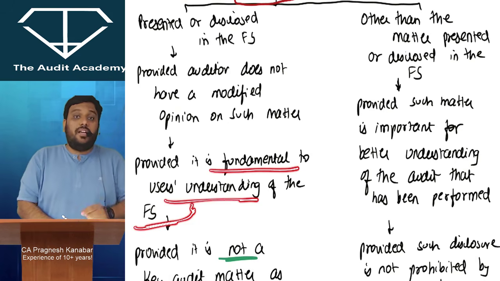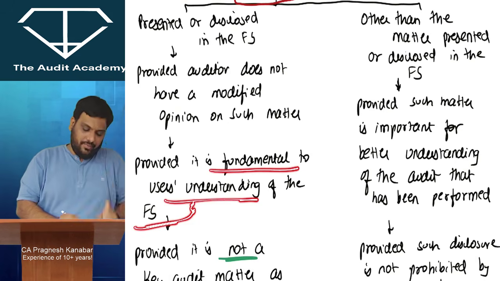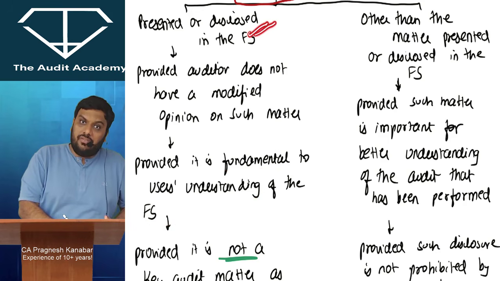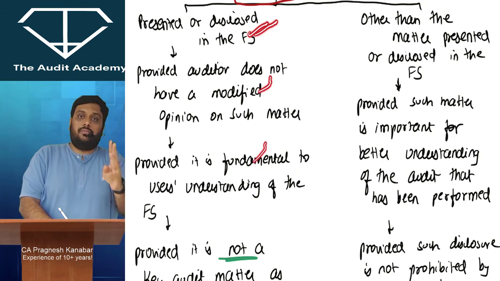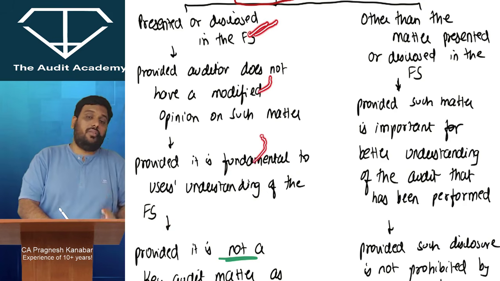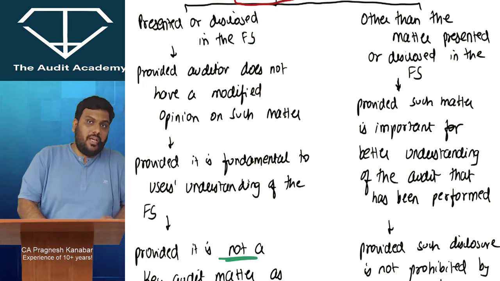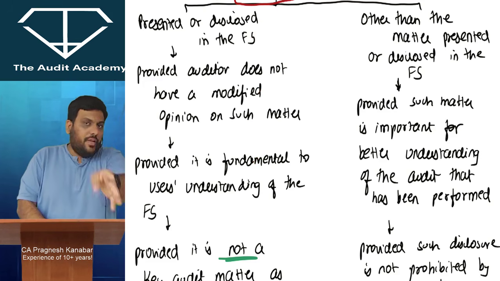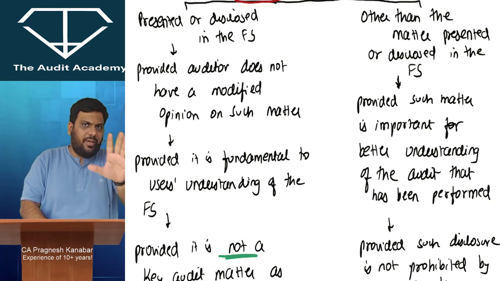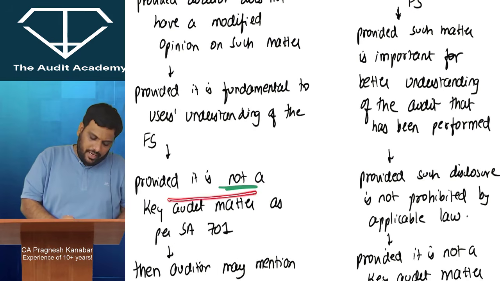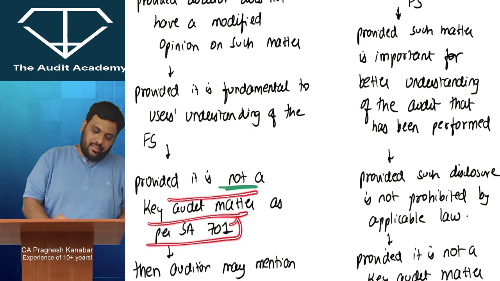One more time. How many conditions? 4 conditions. What are the first 3 conditions? It is a matter presented or disclosed in the financial statements. Second, provided auditor does not have a modified opinion on such matter. Third, provided it is fundamental to the user's understanding of the financial statements. 3 conditions I hope you all have understood. 4th condition, for the next 5 minutes, just by heart it. After 5 minutes, you will understand. But as of now, temporarily, just by heart it. Provided it is not a key audit matter as per SA 701.